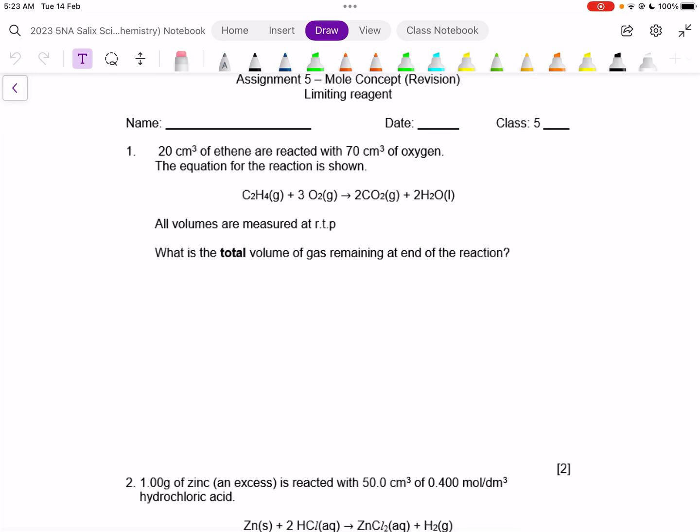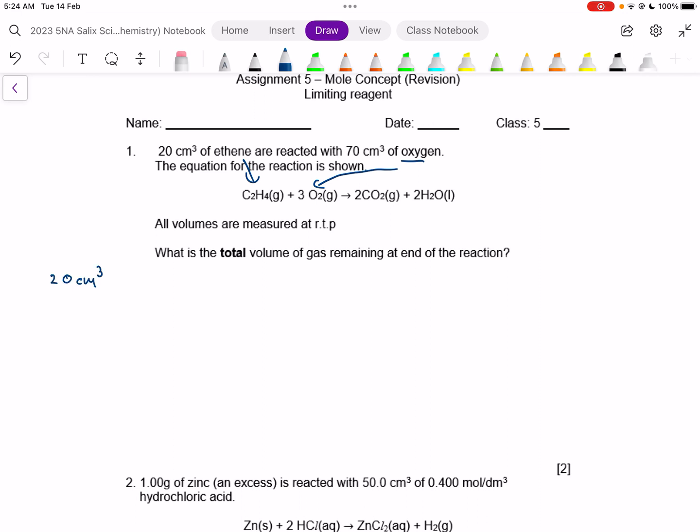You have 20 cm³ of ethene reacted with 70 cm³ of oxygen, which is O2. Ethene is this thing, oxygen is O2. I hope you know this. What is the total volume of gas remaining at the end of the reaction? It doesn't matter whether you start from the point of view of ethene or oxygen. You should land up with the same conclusion. I shall start with the ethene point of view.